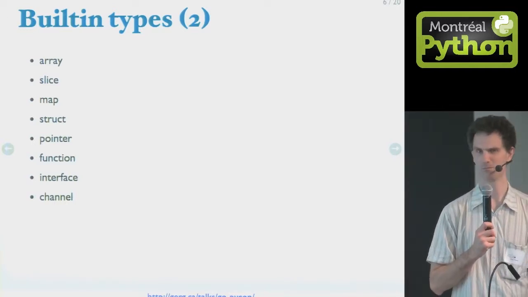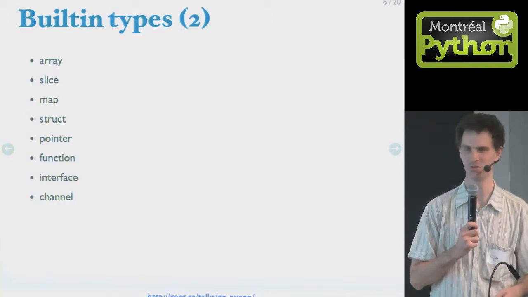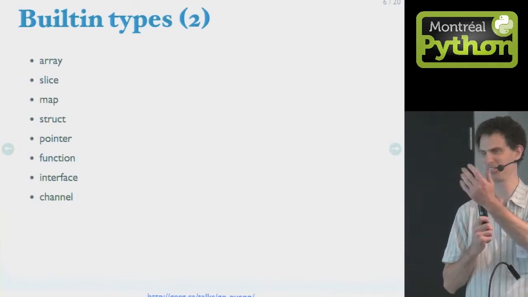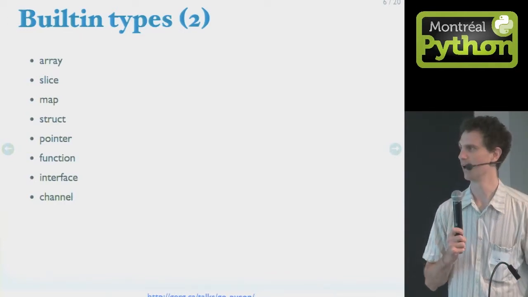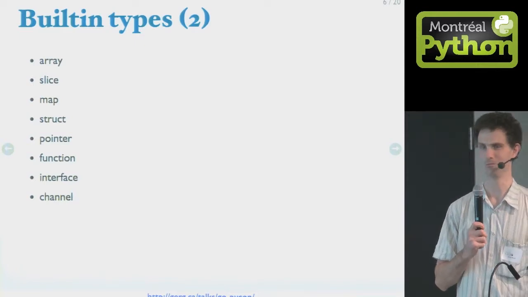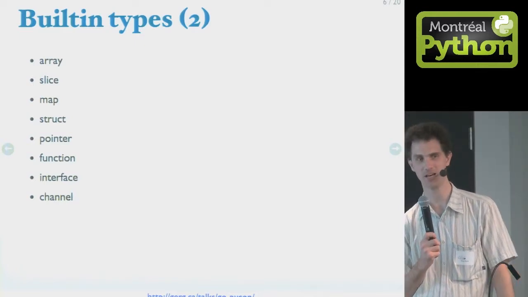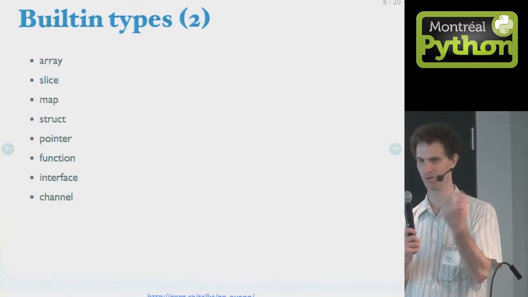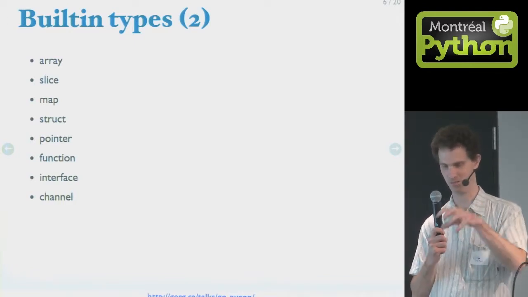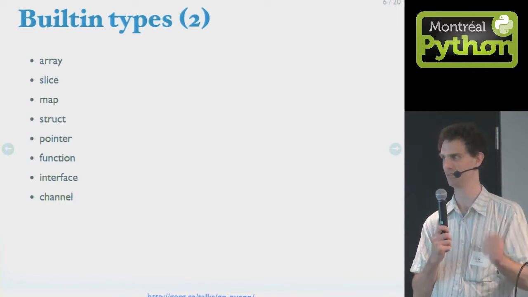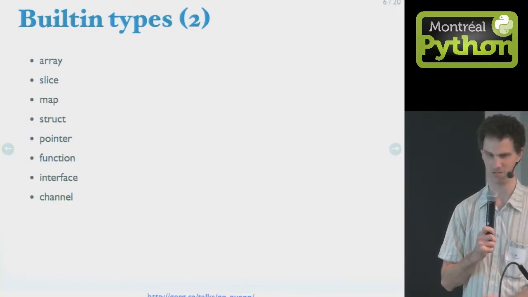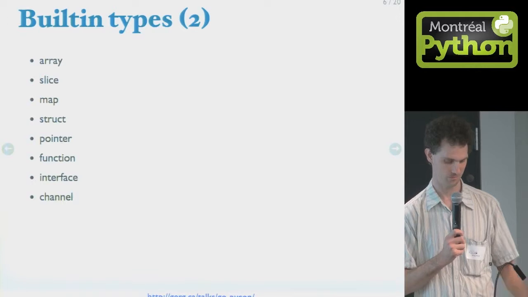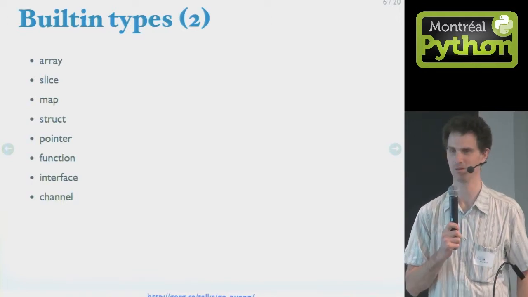Structs are just like C structs, essentially. So the closest thing in Python would be a named tuple. There's pointers. Nice, fun. Function types, done right. Their functions are first-class objects, and a function that takes an int is not the same as a function that takes a float. It just works. Closures are excellent. Everything just works out of the box.